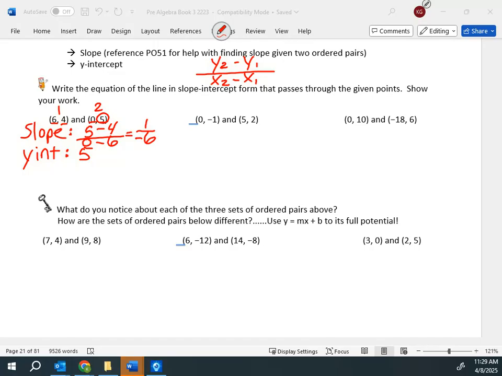How can I put this into my slope-intercept form? Who thinks they could tell me what the slope-intercept form is? Claire: Y equals negative 1x plus 5. What's my slope? So I could just say negative 1/6 x, and then you're right, plus 5. Don't forget your negative, don't forget your x.